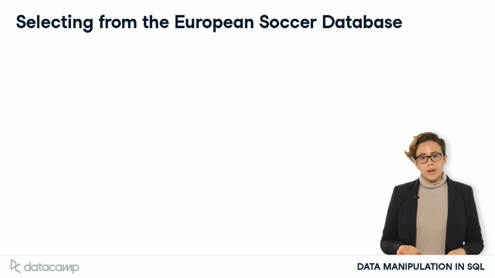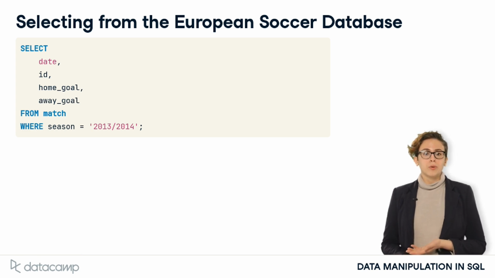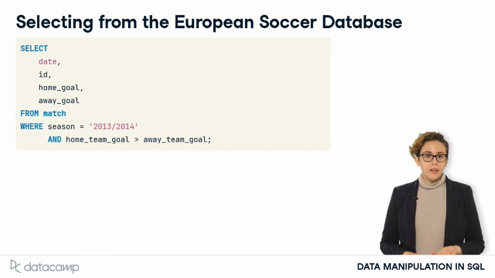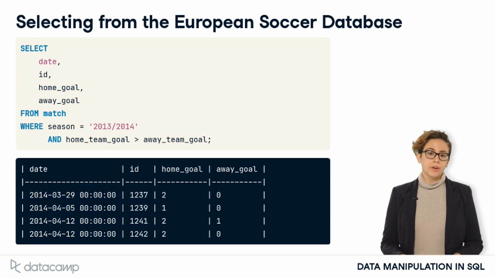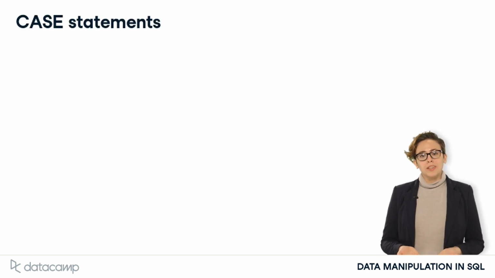Let's say we want to compare the number of home team wins, away team wins, and ties in the 2013-2014 season. The match table has 2 relevant columns: home goal and away goal. We can potentially add filters to the where clause, selecting wins, loses, and ties as separate queries, but that's not very efficient if you want to compare these separate outcomes in a single data set. This is where the case statement comes in.